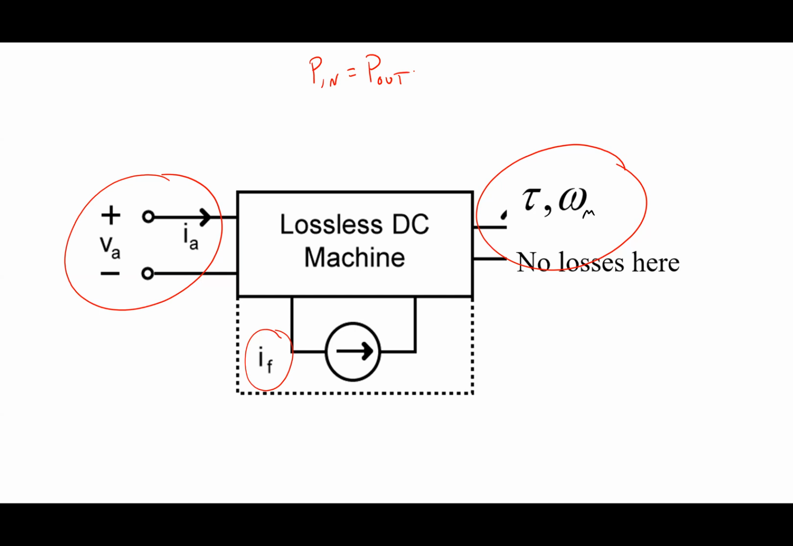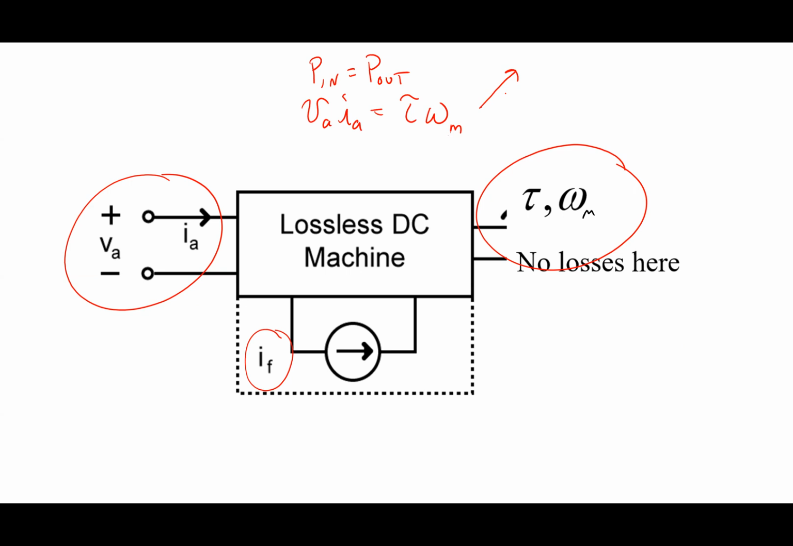What's P in this case? VA times IA. VA was the voltage source here, and IA was the current going into it. VA IA equals P out. How do I write that? Torque times speed, and I'll write that as omega M, because that's my mechanical speed.